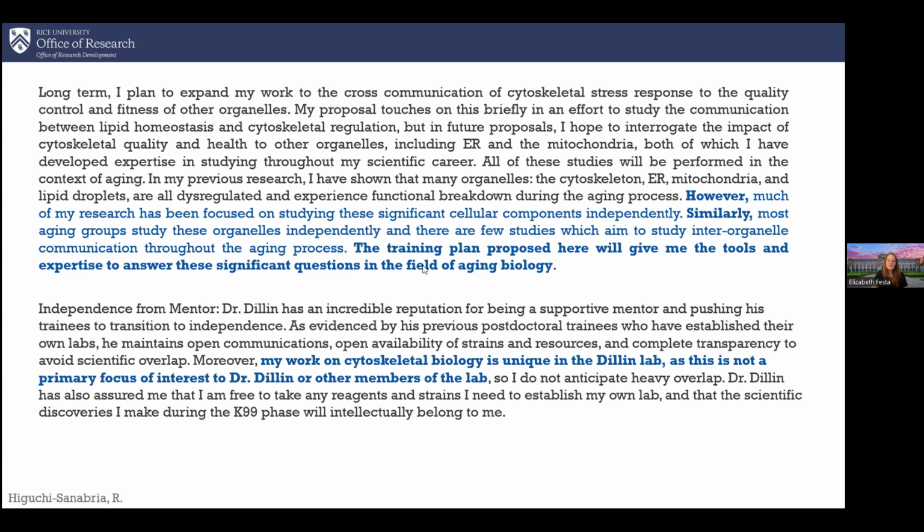So this is just a really nice brief paragraph on the aspects of his work, the cytoskeletal biology, how that differs from the work that's being done in Dr. Dillon's lab and isn't his primary focus of interest. And so that suggests that he's going to be able to publish work on his own that doesn't belong to the mentor. And he also mentions the reagents and strains that he can take with him. And of course, this is going to be documented also in Dr. Dillon's letter as the primary mentor to confirm that what he said in this section is also true. So very nice job there.